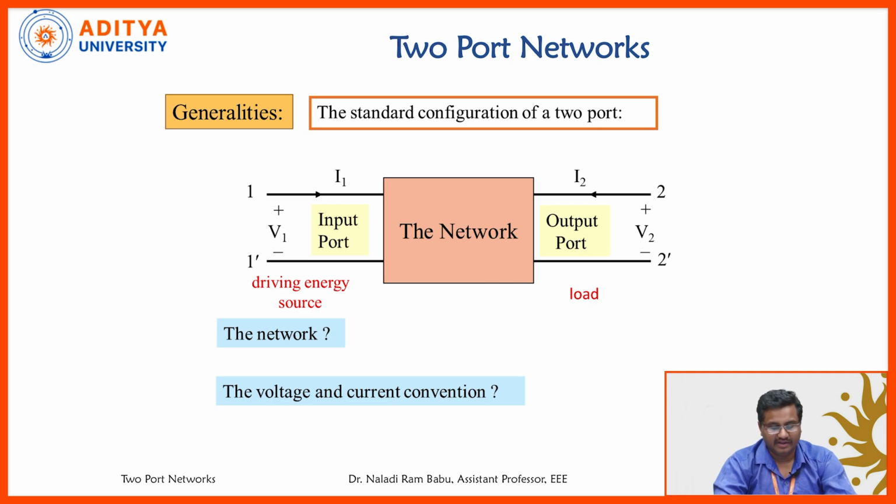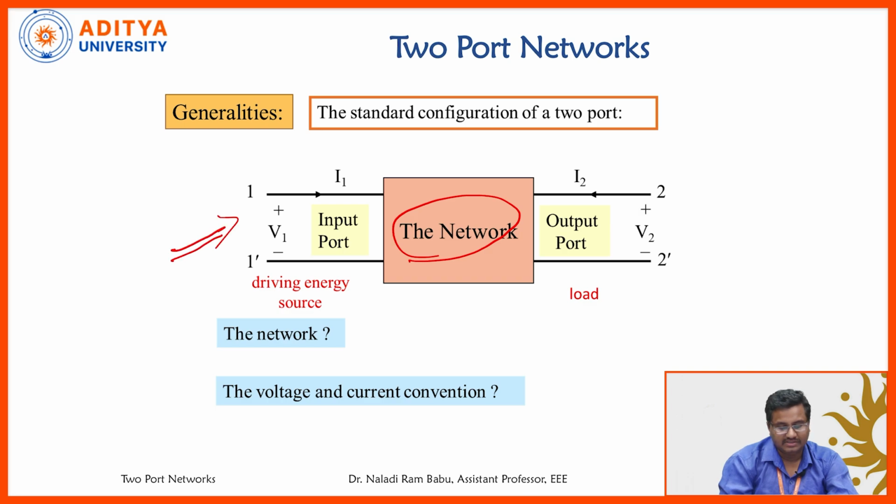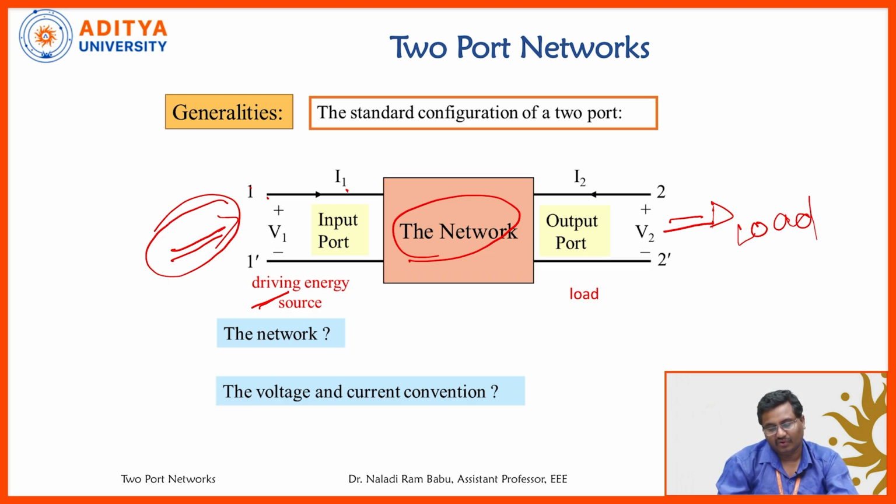If you observe the circuit diagram, there is a system called a network in which two ports, an input port and an output port, are given. The input port is connected to the driving source and the output port is connected to the load. The terminals of the input port are 1 and 1 dash, and the output port terminals are 2 and 2 dash. I1 is the current flowing through the input port and V1 is the voltage across the input port. I2 is the current flowing towards the load, and V2 is the output voltage across the load.